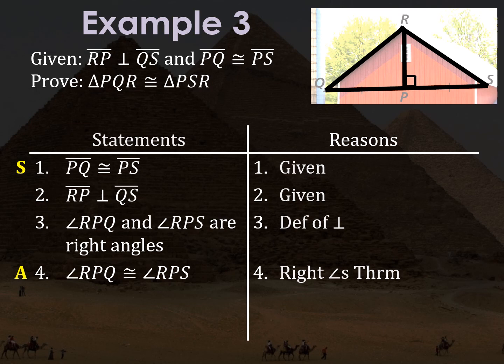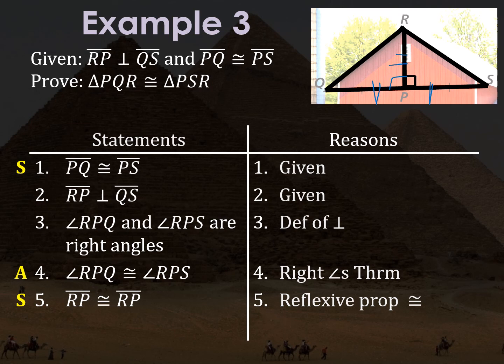So now we have a side, we have an angle. Next, we have statement 5, RP is congruent to itself, and that is the reflexive property of congruence. So we have one side there, we have the angles, and we have the second side. The angle that's congruent is in between the 2 congruent sides, which leads to statement 6, triangle PQR is congruent to triangle PSR. And again, this is by SAS.